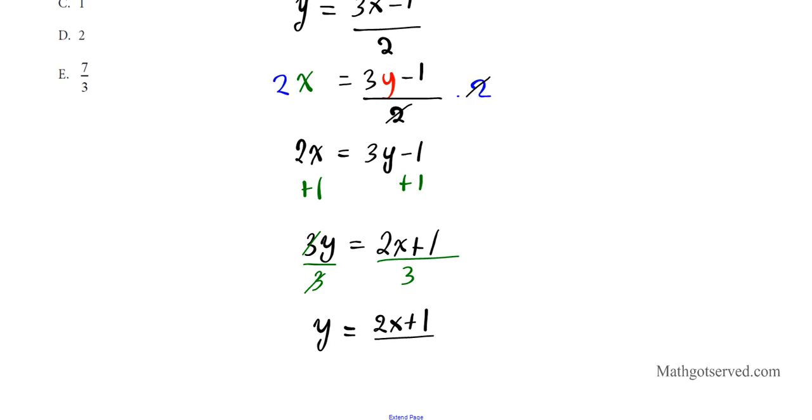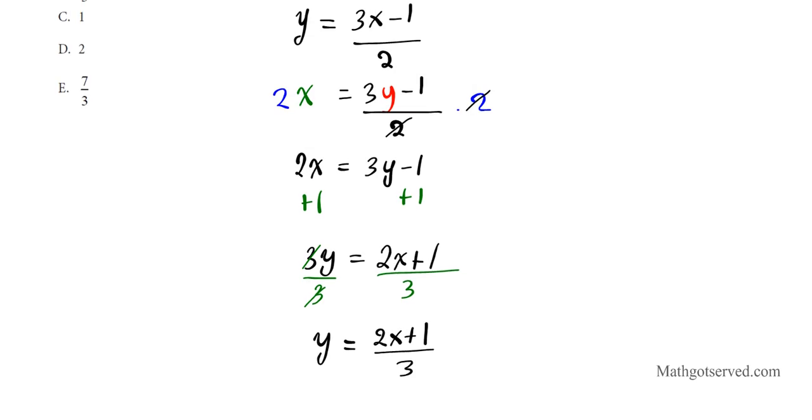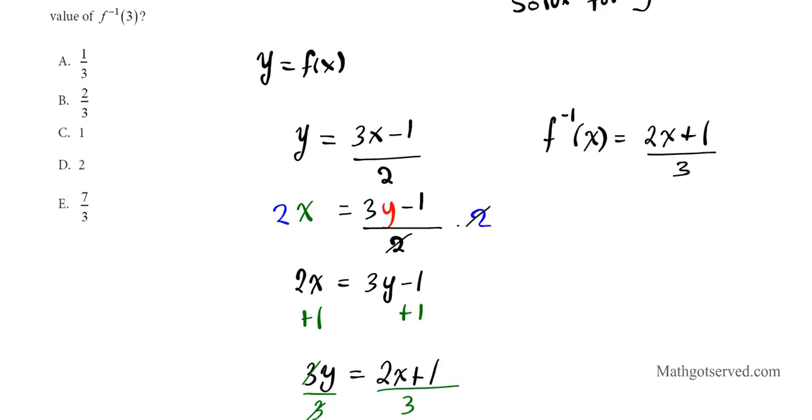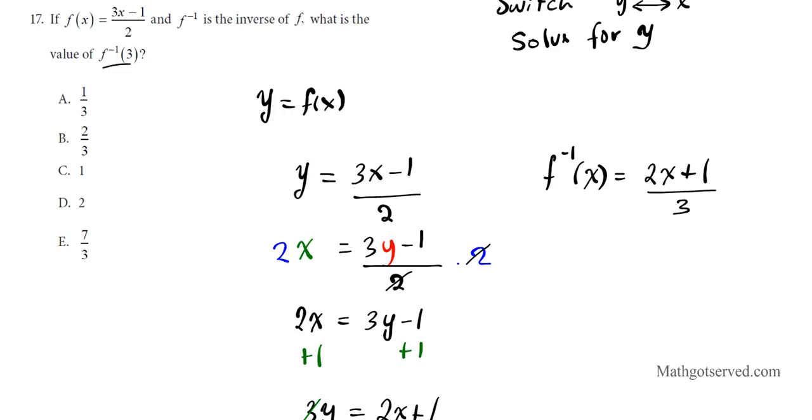All right, what on earth have I just created? I have just created the inverse of this original function. So f to the negative 1 of x equals 2x plus 1 over 3. Are we done? Absolutely not. We're asked to evaluate the inverse at x equals 3. So what does that mean? It means that wherever you have x, you're going to plug in 3.